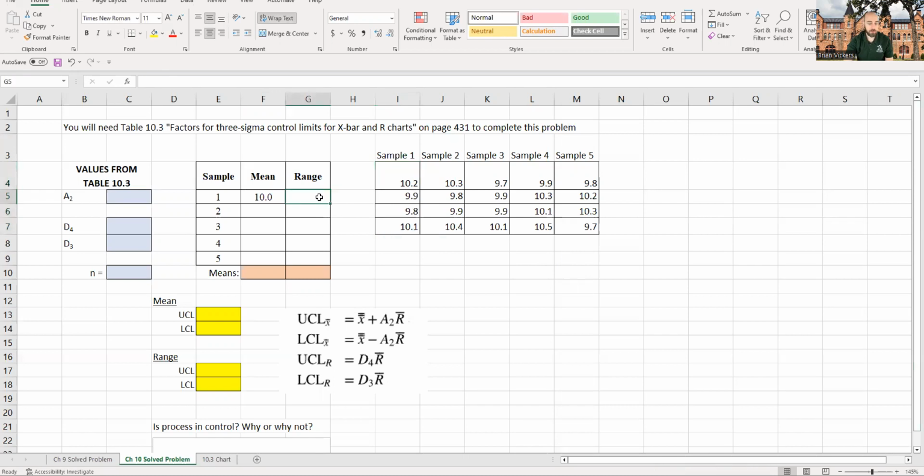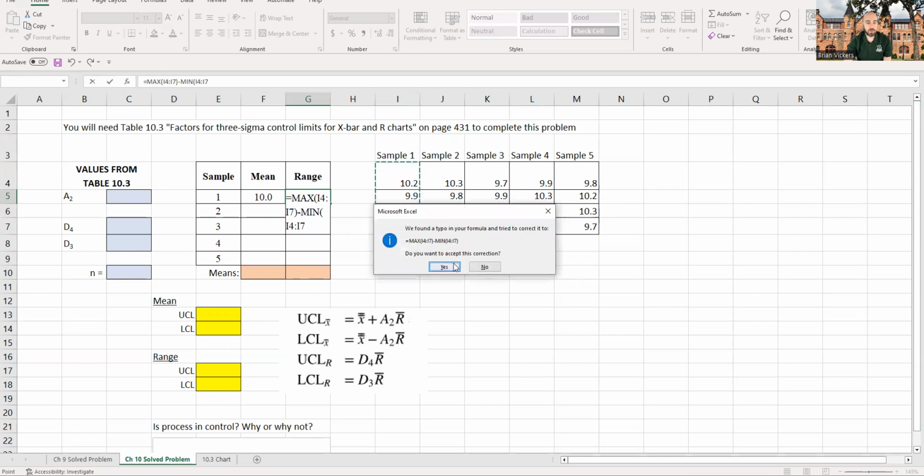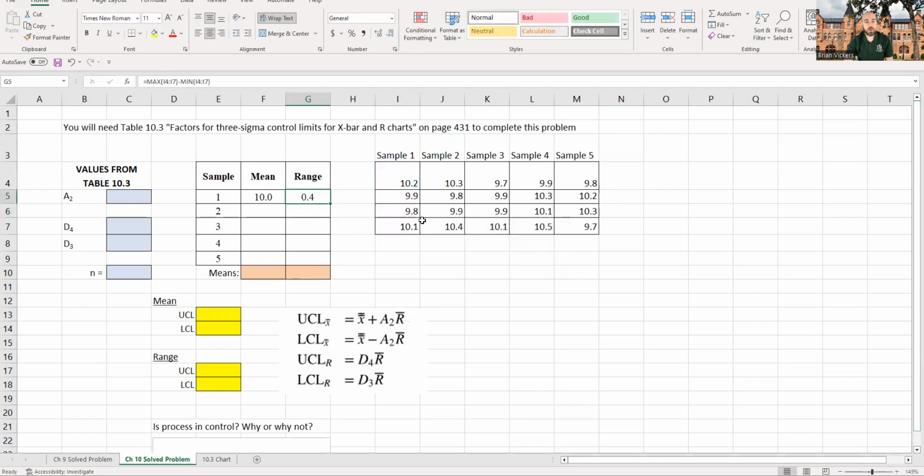1s. Okay, so that's going to be, we could say the max of these values, close my parentheses, minus the min of those values. Oops, didn't close my parentheses. So 9.8 is the lowest, 10.2 is the highest, 10.2 minus 9.8 is 0.4. So now we've got the mean and range.